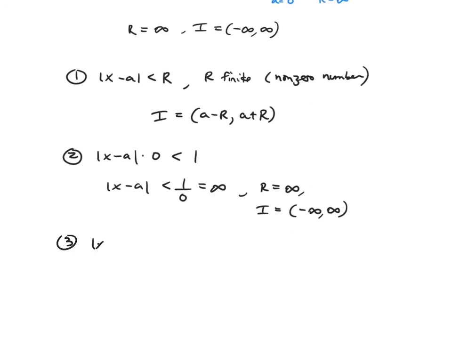The third thing that can happen is I get this |x minus a| expression multiplied by infinity, and I bound it less than 1. So then I go |x minus a| less than 1 over infinity. I interpret that to be 0. And here my r is 0. And my interval is just simply a. It has no width. It's a single point.